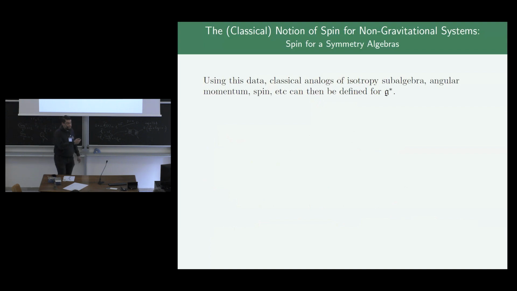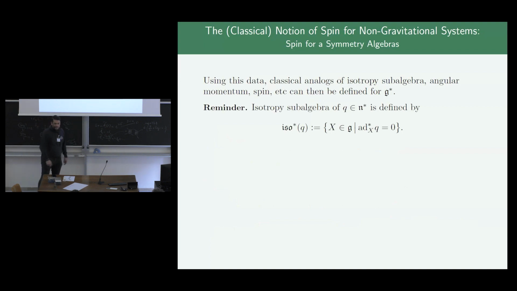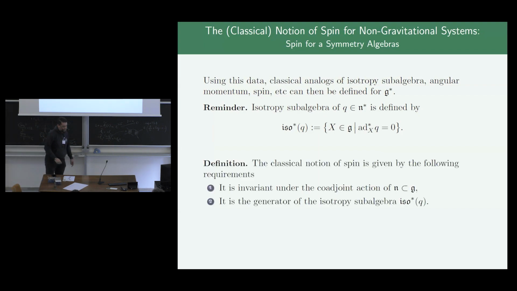So now using this, we should be able to define similar things, but for the dual. Just a reminder that the isotropy subalgebra for the dual is defined in a similar fashion: pick a Q in the dual of N, and then instead of the adjoint action, the coadjoint action of the Lie algebra, the x's in the K part (sorry for the mistake, not the G part), the coadjoint action of that part on Q is equal to 0. So using this, we define a classical notion of spin as something that is invariant under the coadjoint action of N, and also is the generator of the isotropy subalgebra, which is just the analog of the way that we define it in the usual case.